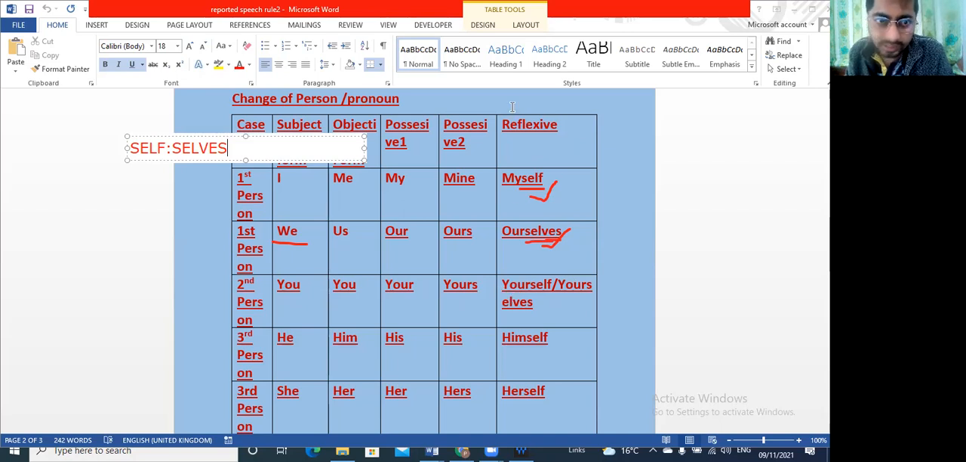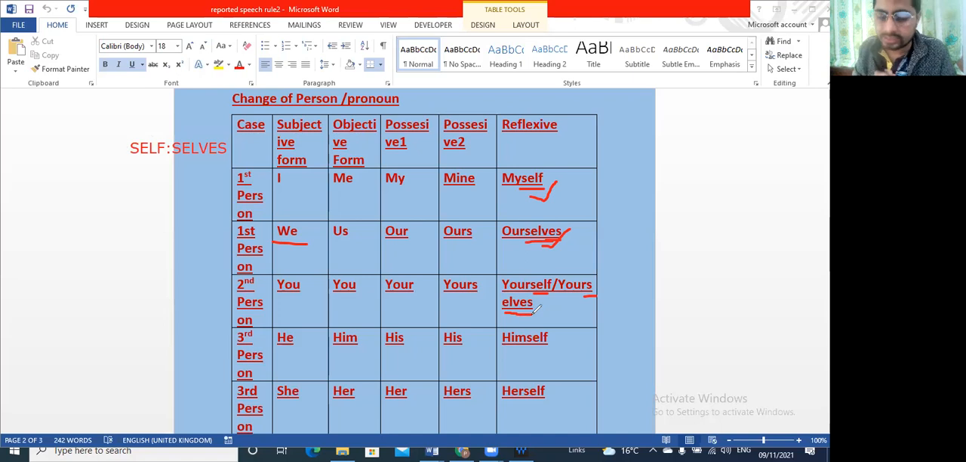In which case? In the case whenever it is singular, because I have already discussed before. Whenever you see SELF, here SELF represents singular one, and SELVES represents plural one, more than one. So the singular reflexive form of you is yourself. The plural reflexive form of you is yourselves.